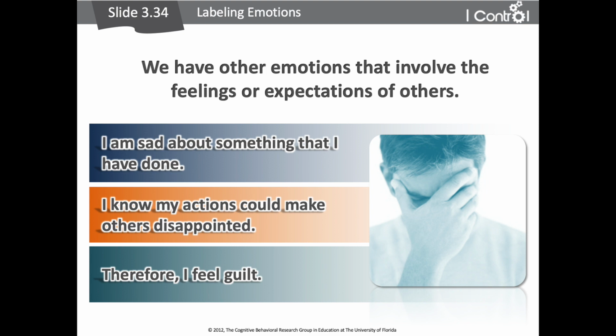Sometimes you experience emotions that involve only your own basic emotions, but when you become aware of the feelings or expectations of other people, your emotions become more complex. These are called social emotions because they involve other people.